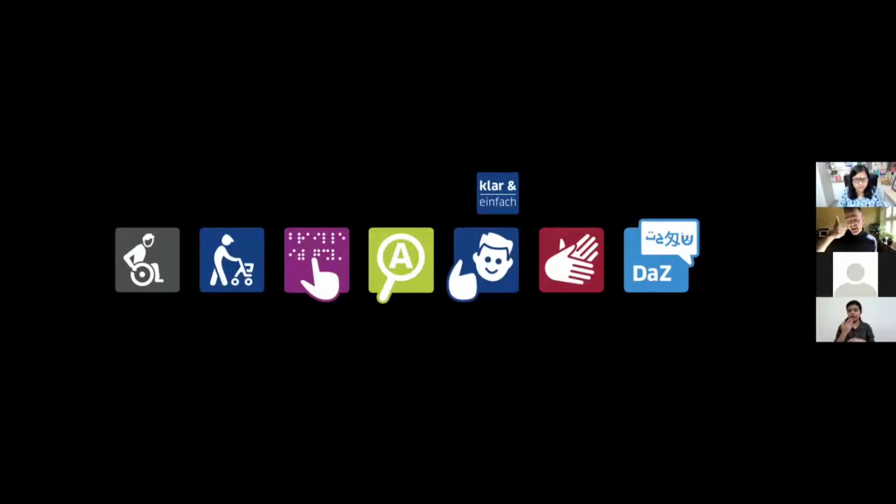This is the man with a thumbs up impression, and the other blue square above it. Those are the German signs for easy-to-read language and plain language. So this is for people with learning disabilities and cognitive limitations. We are also working in the field of sign language.